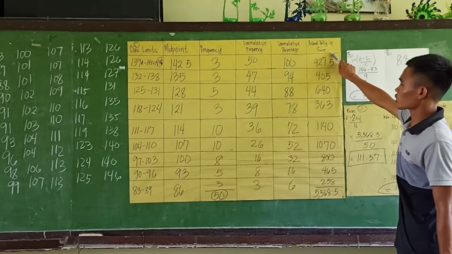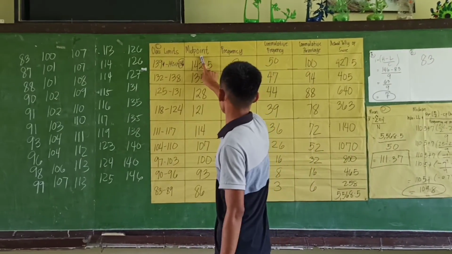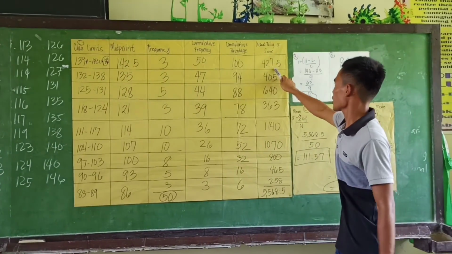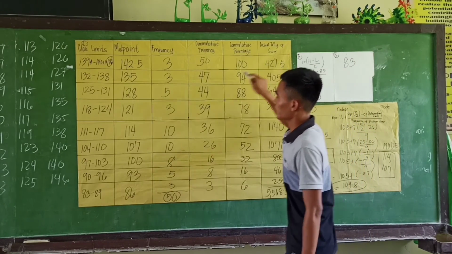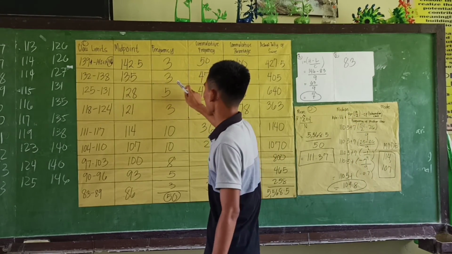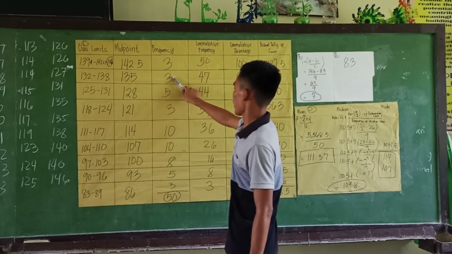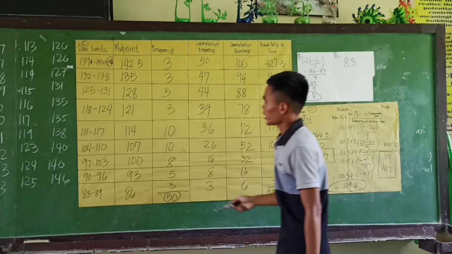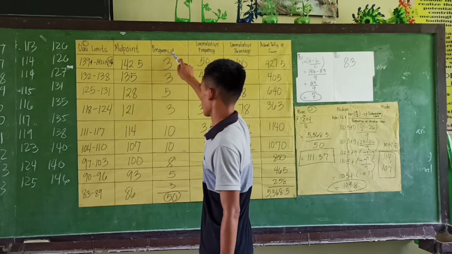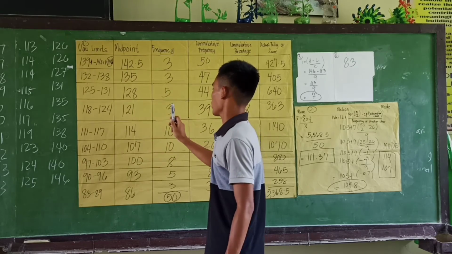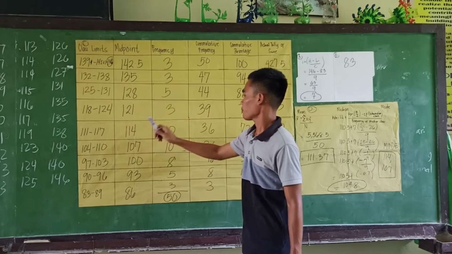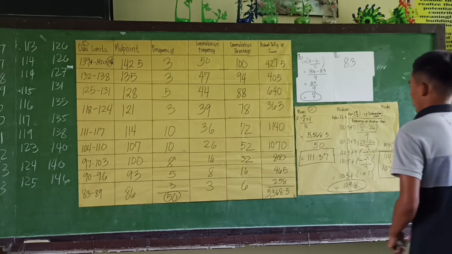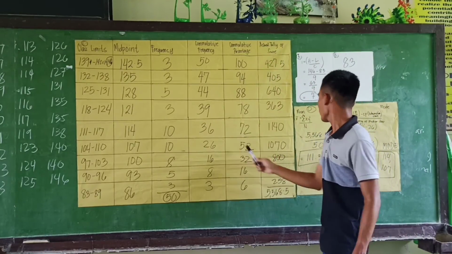And then the actual tally of score, you need to multiply the midpoint by the frequency. 142.5 times 3, then you will get the answer of 427.5. The same with the next midpoint, 135 times 3, which is the next frequency, then you will get the answer of 405. Same with the rest of the midpoints and frequencies. You multiply the midpoint by each frequency in order to get the actual value of the score.